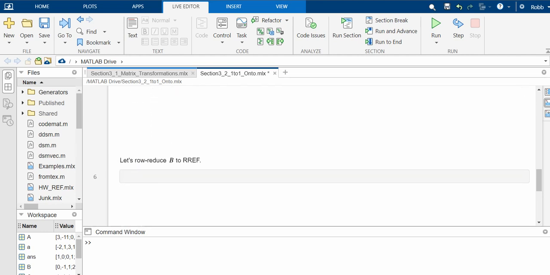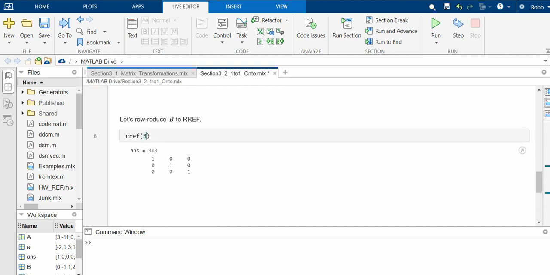All right, and we can row reduce the matrix B. And notice that we get the identity matrix for 3 by 3 matrices. Again, these columns are the standard basis, and we have a pivot in every column, and we have a pivot in every row, and that means it's bijective. It's both one-to-one and onto.